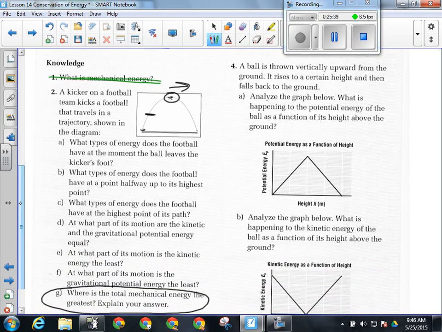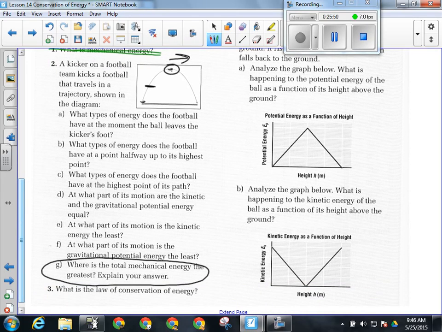For number 4, a ball is thrown vertically upward from the ground. It rises to a certain height and then falls back to the ground. Analyze the graph below. I'm going to give you guys a couple minutes, and then I'm going to have you tell me what's wrong with those graphs, because there are several things really wrong about those graphs. But you're going to look at them first. I'll give you a couple minutes, and then I think you'll be able to tell me what's really wrong with them.